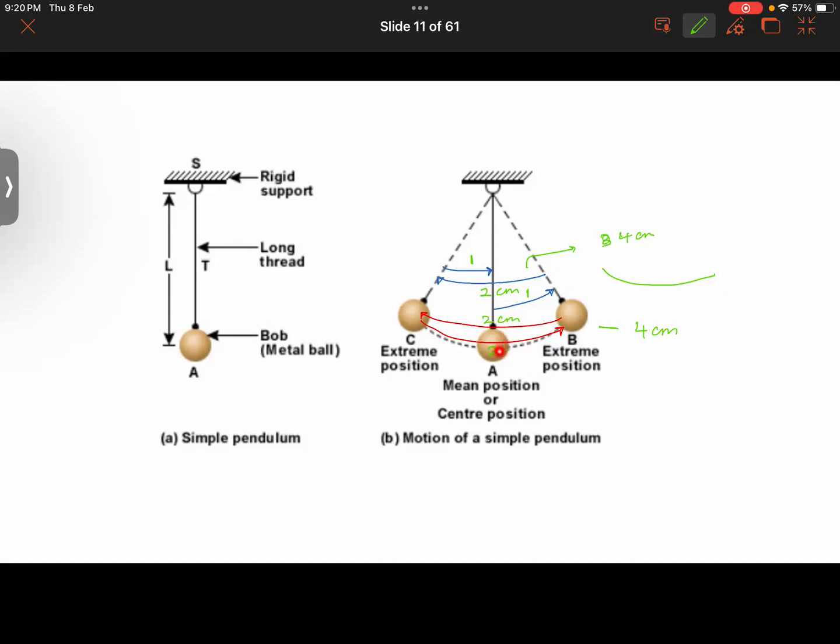Whether you say it goes from extreme position A to B and then from B to C and then back to A, that is also true. And we can also say that it goes from extreme position B to C and then returns back to extreme position B. I hope you guys are getting it.